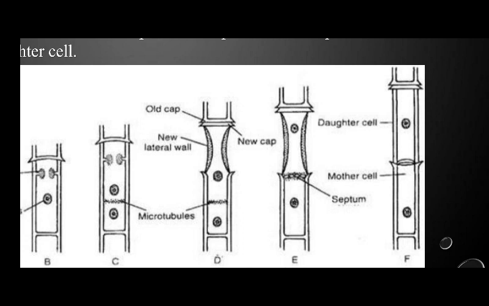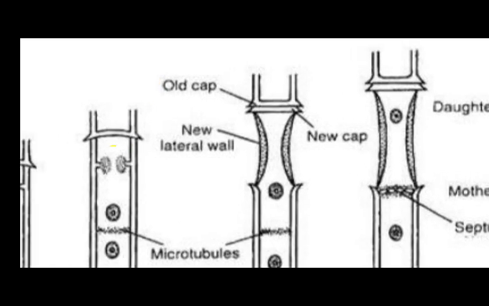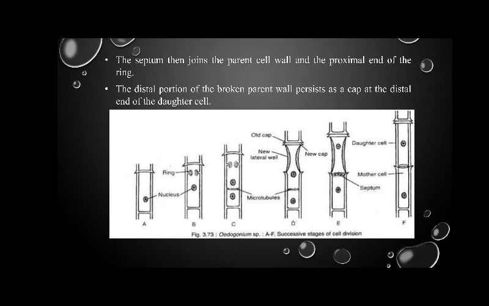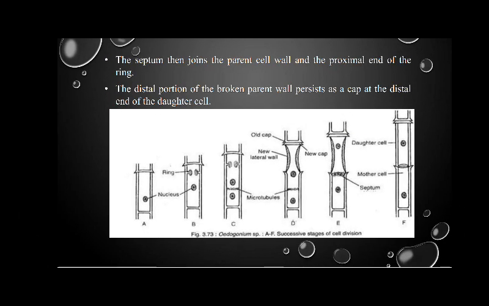പക്ഷേ രണ്ട് ടൈപ്പ് സെല്ല് ഫോം ചെയ്യുമ്പോൾ പെക്യൂലിയറിറ്റി കണ്ടോ, ഇവിടെ ഒരൊറ്റ ക്യാപ് സെൽസേ ഉണ്ടായിരുന്നുള്ളൂ, ആ സ്ഥാനത്ത് ഇവിടെ 2 നമ്പർ ഓഫ് ക്യാപ് സെൽസ് ഉണ്ടായി. അപ്പോൾ ക്യാപ് സെൽസ് എന്ന് പറഞ്ഞാൽ വേറൊന്നുമല്ല, സെല്ല് റപ്ചർ ചെയ്ത് കഴിഞ്ഞിട്ട് അതിൻ്റെ ബാക്കി പോർഷൻ മുകളിൽ ഹാങ് ചെയ്തൊരു ക്യാപ്പായിട്ട് കിടക്കുന്നതാണ് ക്യാപ് സെൽ എന്ന് പറയും. And the septum then joins the parent cell wall and proximal end of the ring and distal portion, അതായത് പൊട്ടി മുകളിലോട്ട് പോയ പോർഷൻ, broken parent cell persist as a cap at the distal end of the daughter cell.